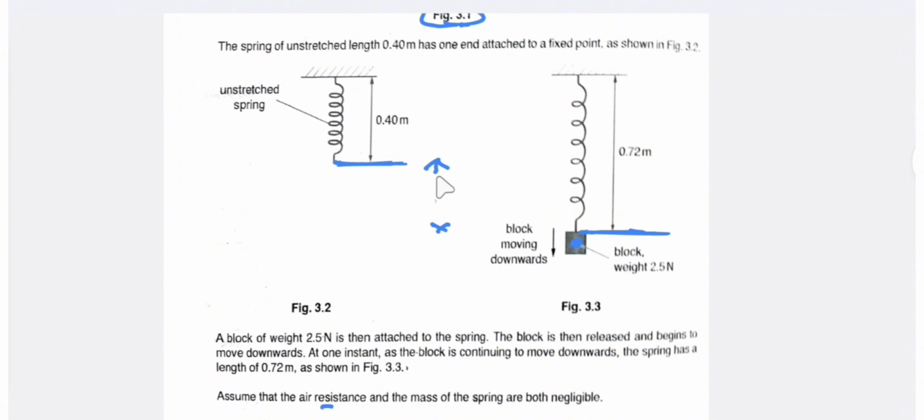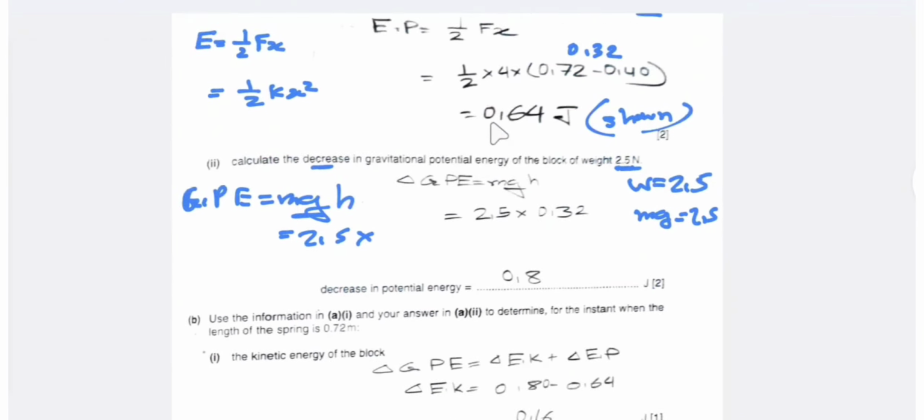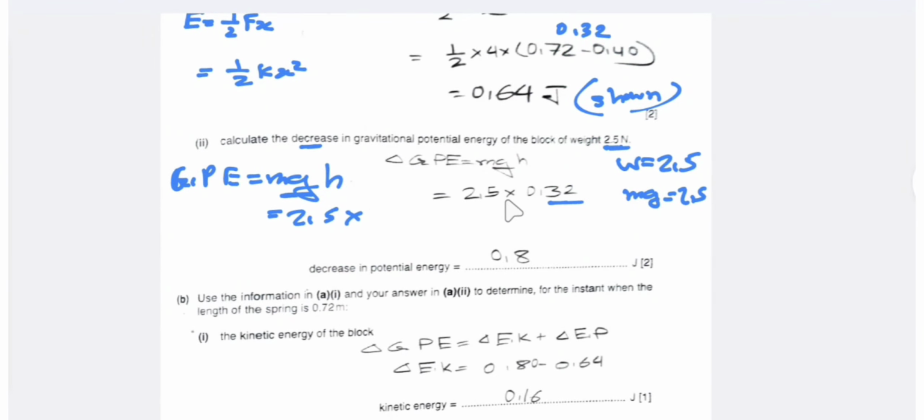The change in height is 0.72 minus 0.40, that is 0.32 meter. So this difference in height, the decreasing height, is 0.32 meter. Since the height decreases, the gravitational potential energy also decreases. After multiplying, we get a decrease in gravitational potential energy of 0.8 to one significant figure.